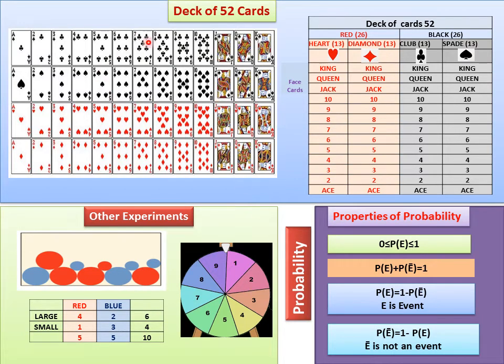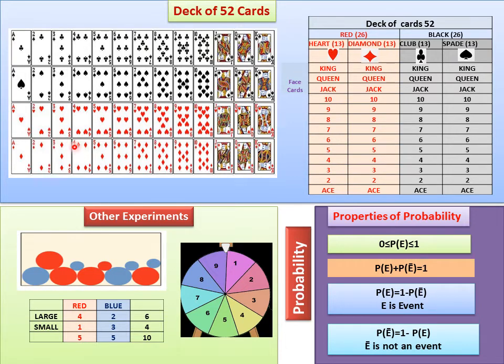Another important sample space is playing cards. One deck of cards has a total of 52 cards. Out of these 52 cards, we have 26 red colored cards and another 26 black colored cards. Red has heart and diamond.